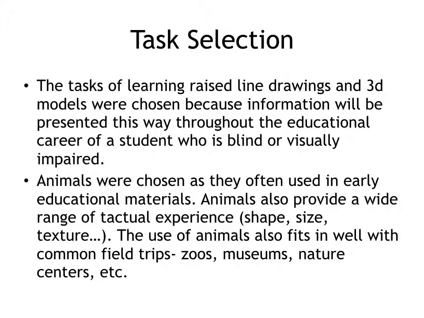So the tasks of learning raised line drawings and 3D models were chosen because these are standard ways of presenting information that a person who's blind or visually impaired will be dealing with and using throughout their educational career and throughout their life. Animals specifically were chosen as they're often used in early educational materials. Animals also provide a wide range of tactile experience. And the use of animals fits in well with common field trips that kids experience, going to zoos, museums, nature centers, and so on.